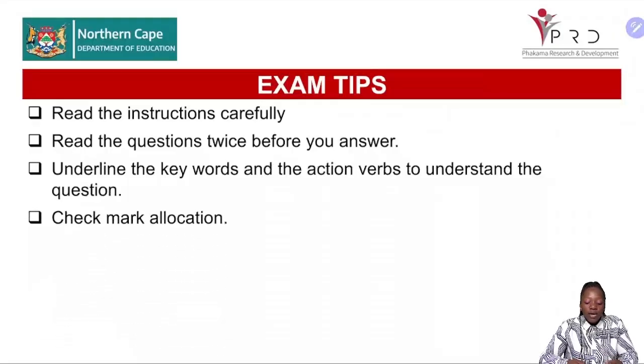Then you check the mark allocation. Checking the mark allocation will assist you to know how many responses you're supposed to give, because some of the questions will just say discuss, suggest, account, without giving you an indication on how many factors you're supposed to give. But by looking at the mark allocation, if it's saying 2 times 2, you know that you're supposed to give 2 responses. If it's saying 3 times 2, you know that you're supposed to give 3 responses.